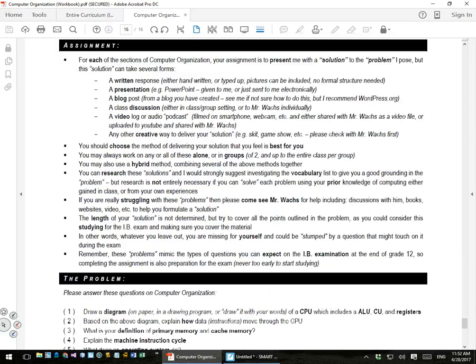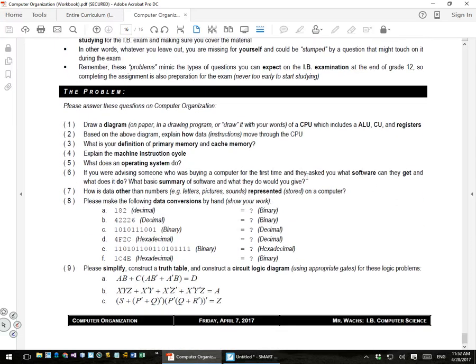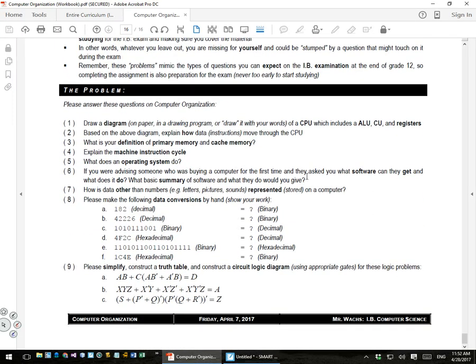The assignment, if you want to practice, is at the bottom of that booklet. There's a thing here, number 9. Please simplify, construct a truth table, and construct a circuit logic diagram for these 3. And those are pretty complex equations. I do believe, however, they do stick to 3 inputs. So ABC, XYZ, and SPQ. And R. Oh, the last one, I give you 4, just to push you a little bit. All right, so that's how you guys can review and study for this section of the curriculum.